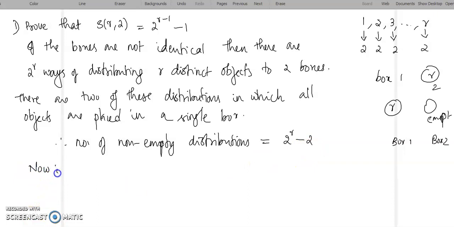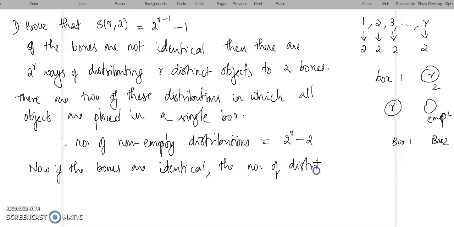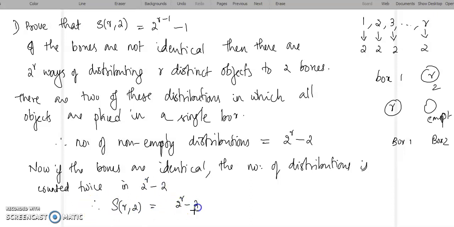So now if the boxes are identical, the number of distributions is counted twice in 2 raised to r minus 2. So therefore S of r2 will be equal to 2 raised to r minus 2 by 2. So that is equal to 2 raised to r minus 1 minus 1. So that is the required number.